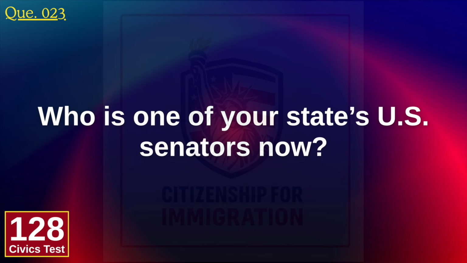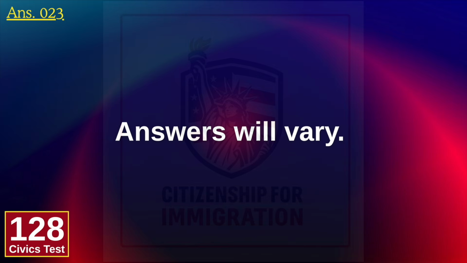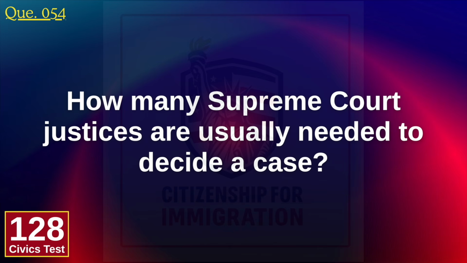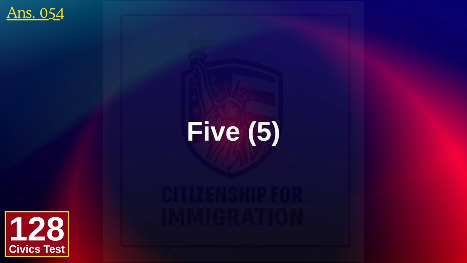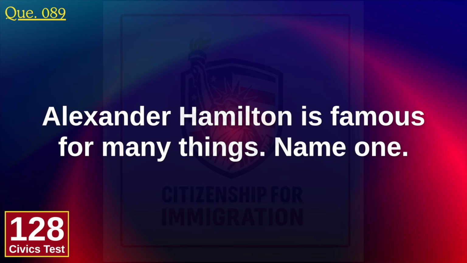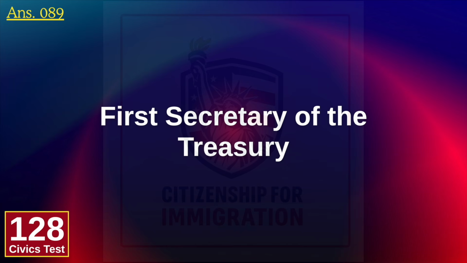Who is one of your state's U.S. senators now? Answers will vary. How many Supreme Court justices are usually needed to decide a case? Five. Alexander Hamilton is famous for many things. Name one. First Secretary of the Treasury.